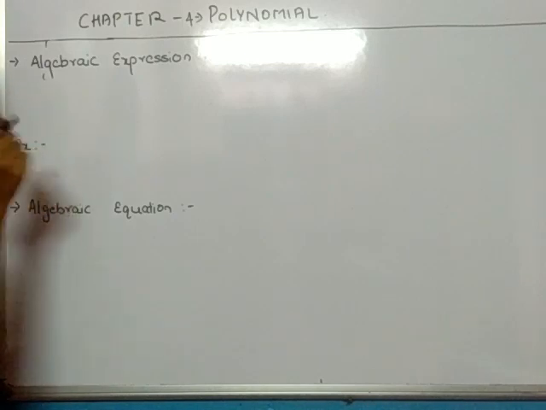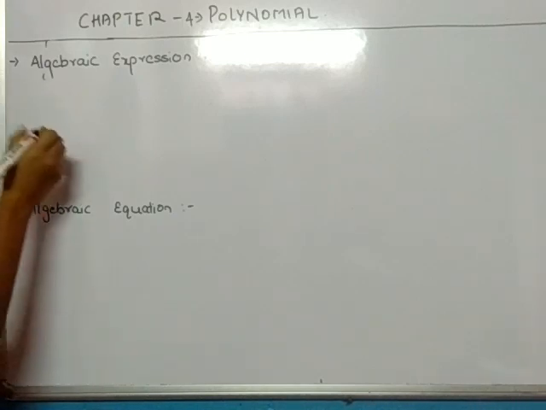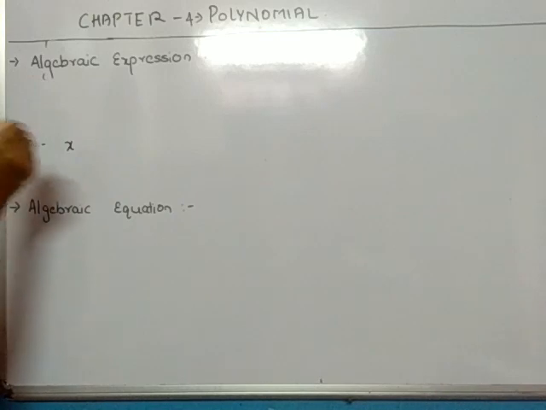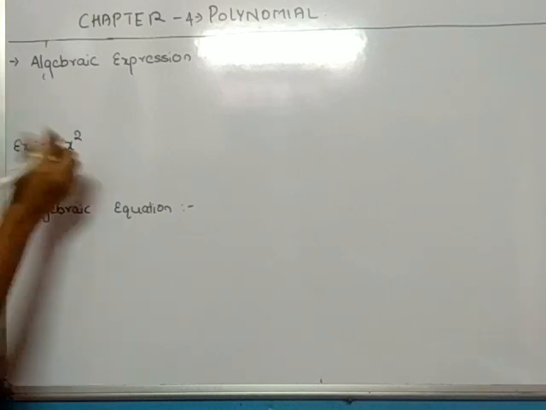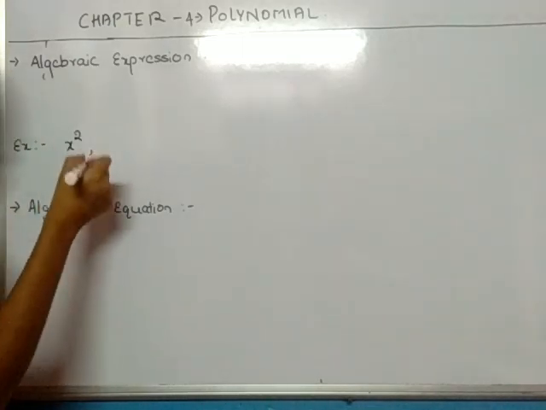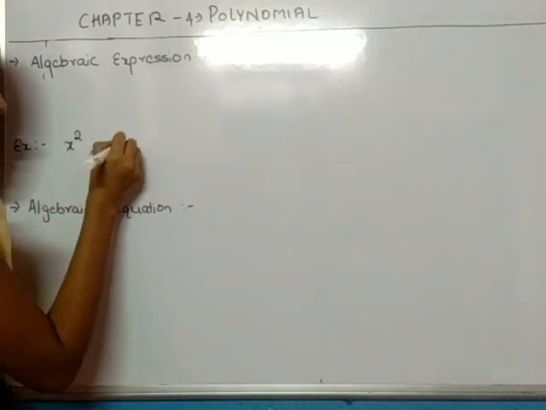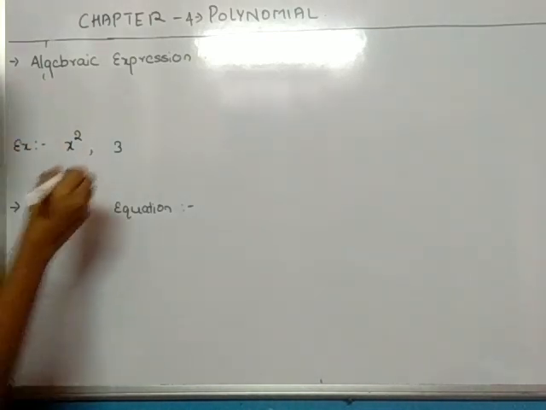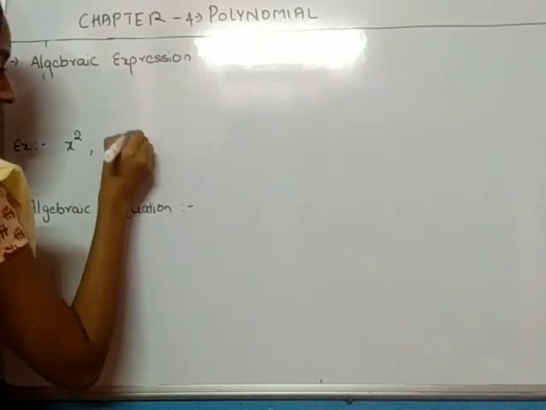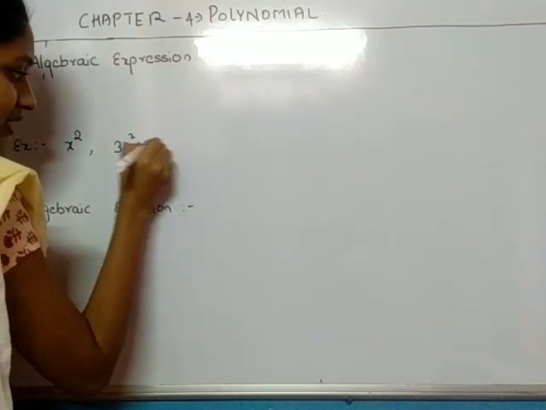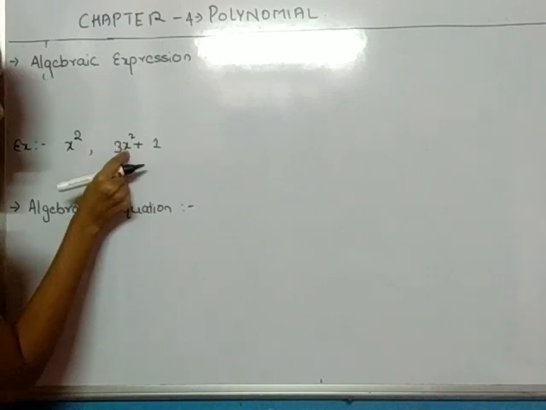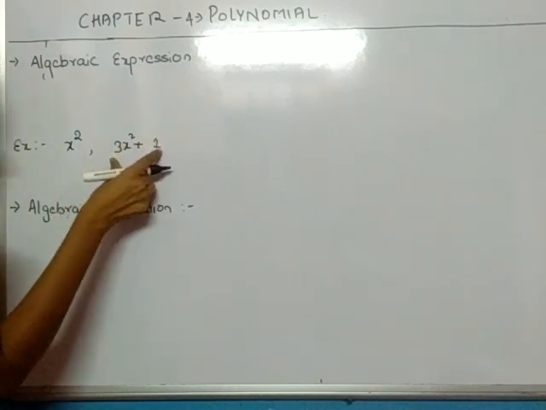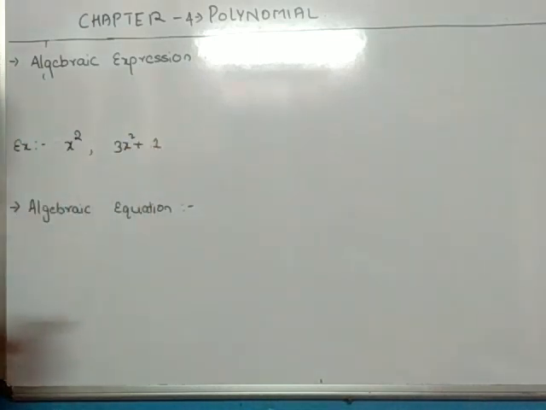Here, as I told, it consists of what? Variables, right? Variables means x square, right? This is an algebraic expression. We'll take one more example which contains variables, numbers and operations also here: 3x squared plus 1, isn't it? It contains variables, numbers as well as an operation.